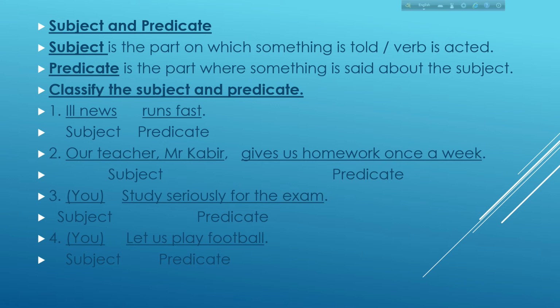Number 3, this is an imperative sentence actually. Study seriously for the exam. But you should use the subject you, that is silent. So in bracket, the subject is you, and the total sentence, study seriously for the exam, is predicate. Number 4 is similar, that is an imperative sentence. In an imperative sentence, the subject is always you and it is silent. Here, let us play football. So let us play football is the predicate, and the subject is you in bracket, that is silent.